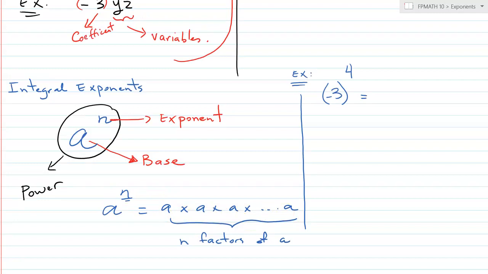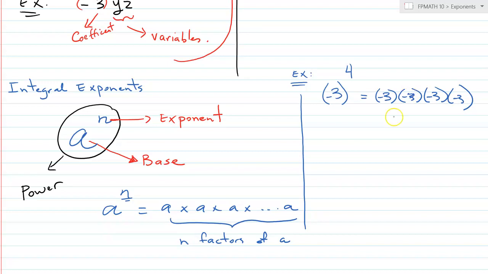So let's have an example. Let's suppose we have minus 3 to the power of 4. We're going to write the expanded form. So minus 3 is the base. We have to multiply it by itself 4 times. I'm not interested in the actual value of minus 3 to the power of 4. I just want the expanded form. That's all that's important right now, so we can get used to that.